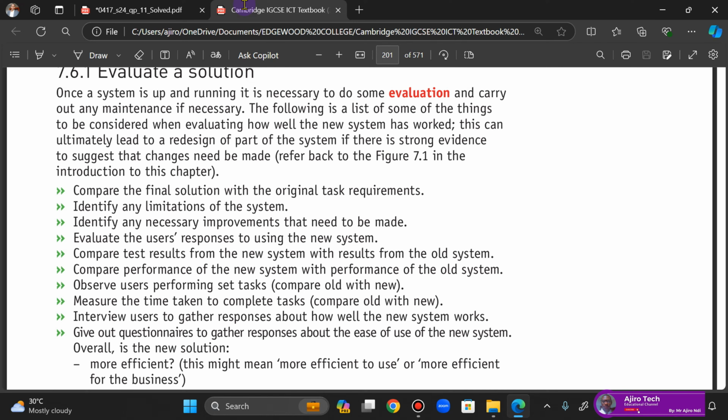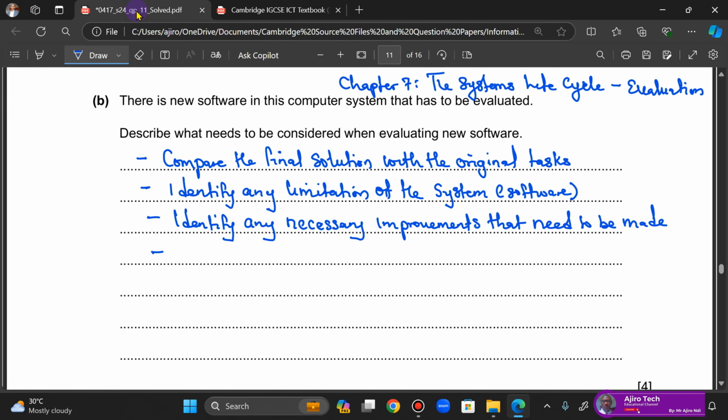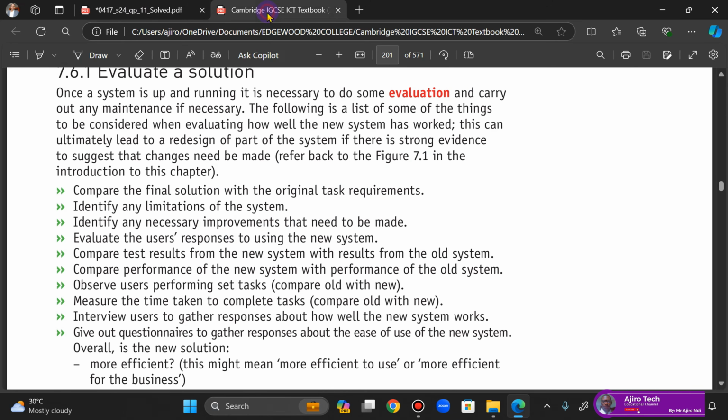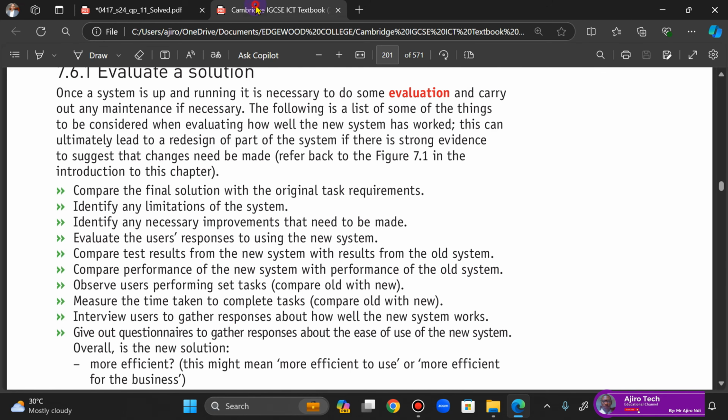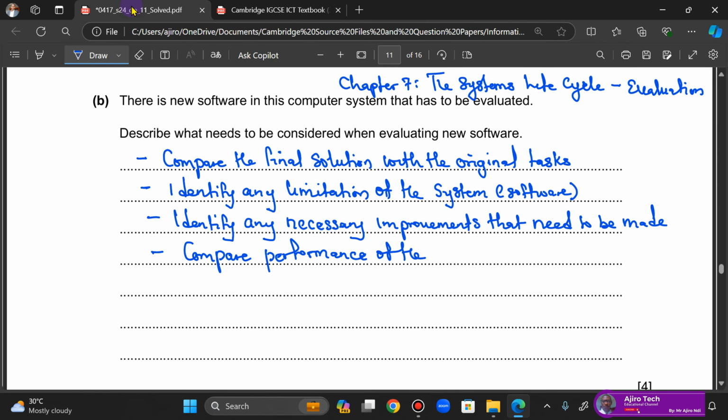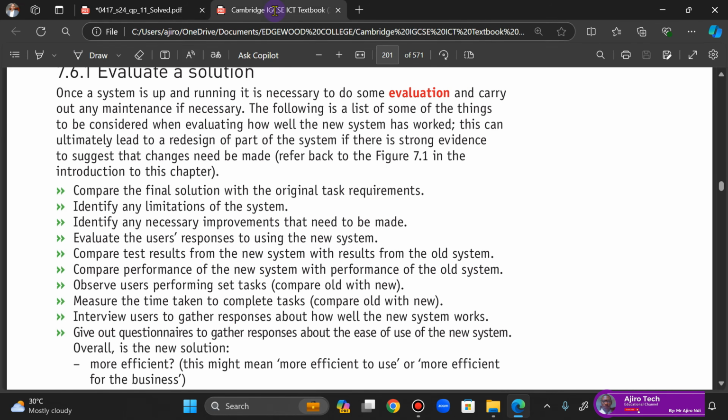And then another one is you can also compare performance of the new software with the performance of the old software.